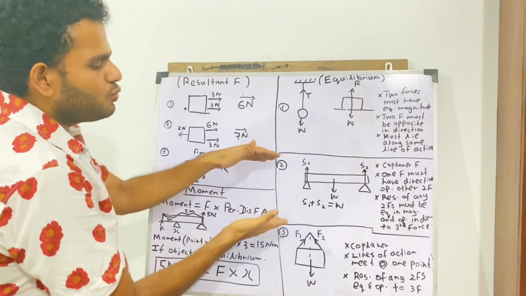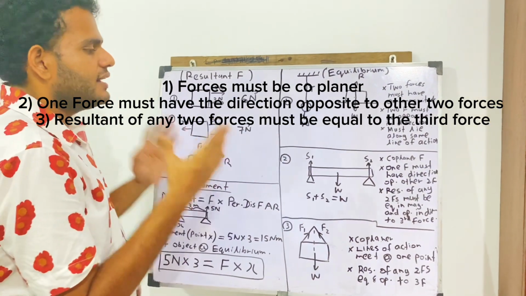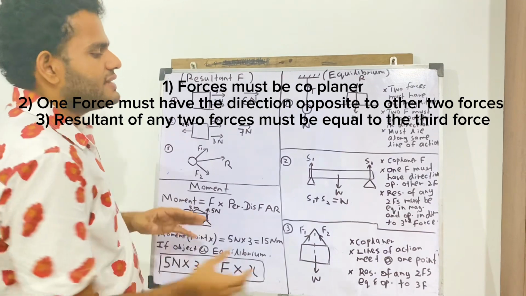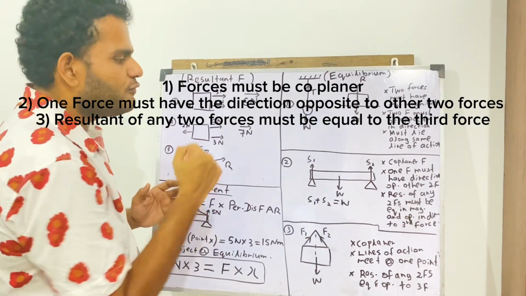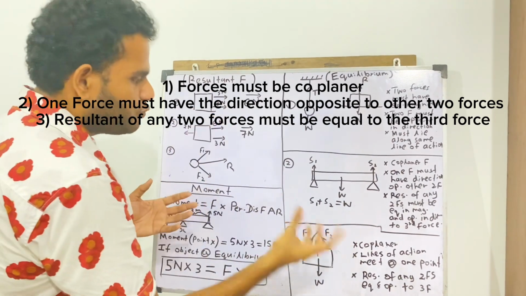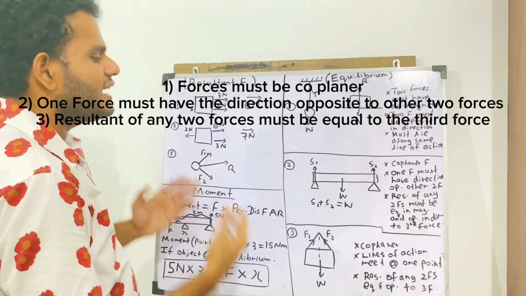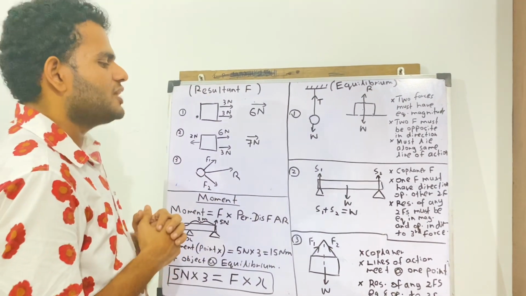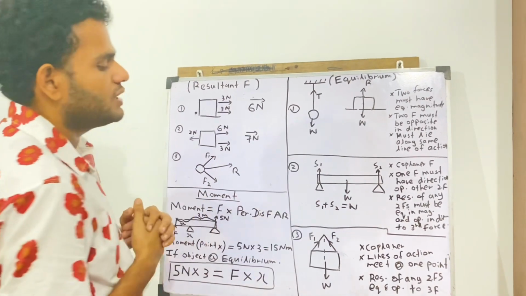When it comes to three parallel forces, the conditions that must be met are that all the three forces must be coplanar. One force must have the direction opposite to the other two forces. And next, the resultant of any two forces must be equal in magnitude and opposite in direction to the third force.